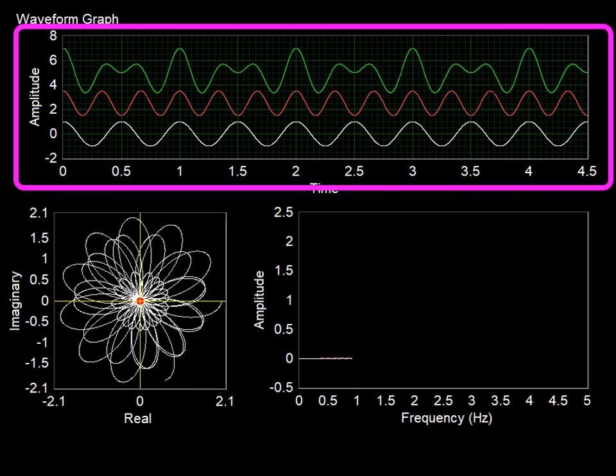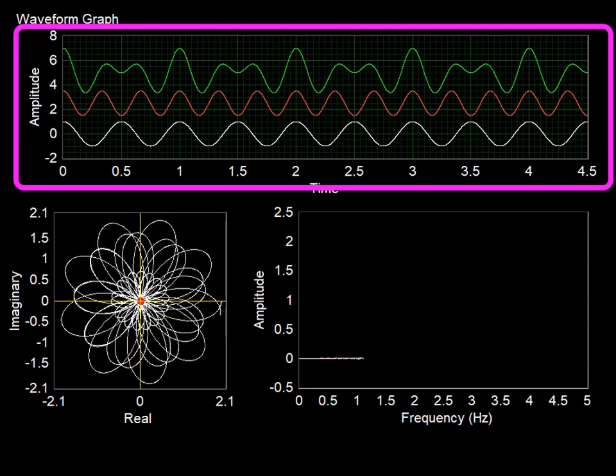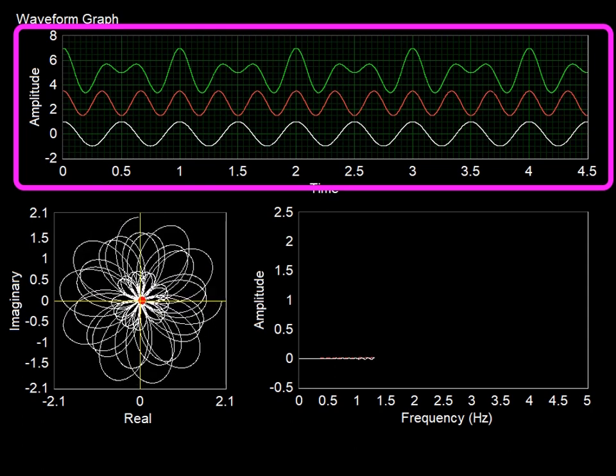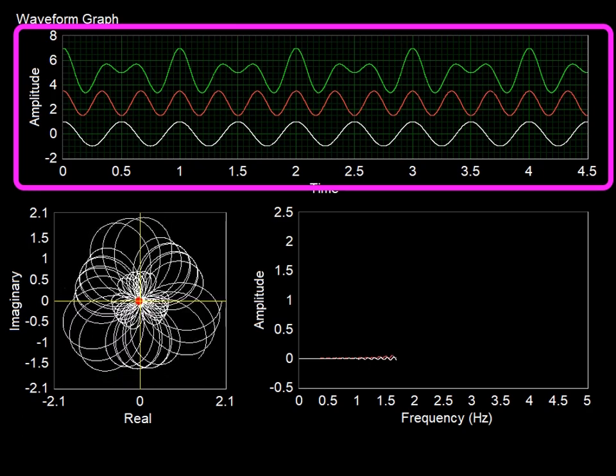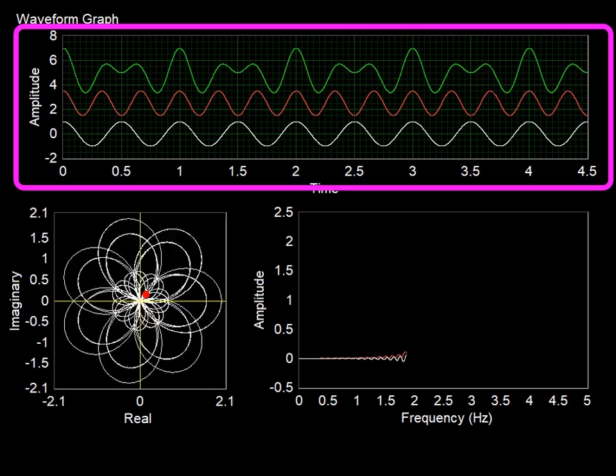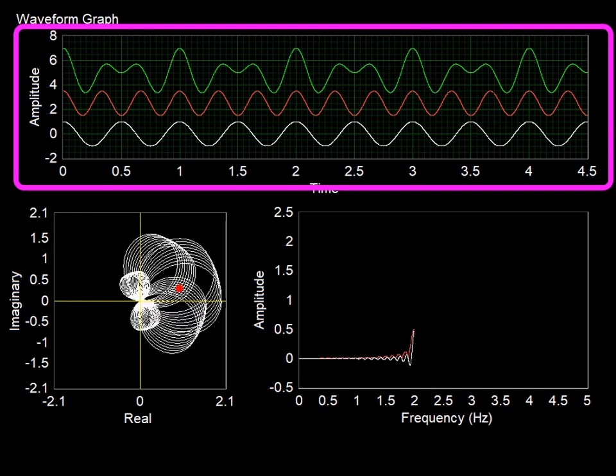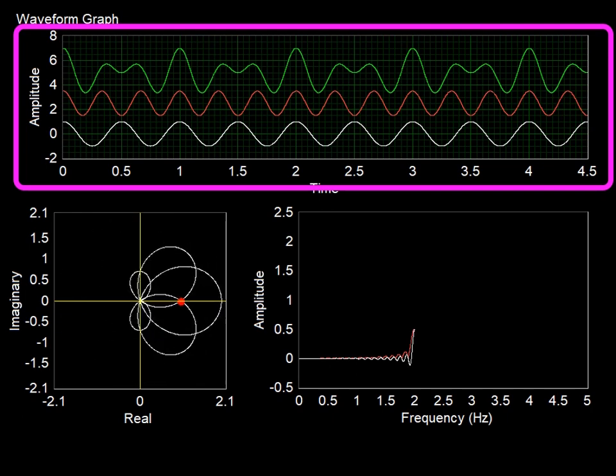Up here you can see the waveforms. In this case the green waveform is the sum of 2 pure sine waves, shown in red and white. These two have frequencies of 2 and 3 Hz respectively. But it's the green waveform that contains both of those frequencies that is being Fourier transformed below.